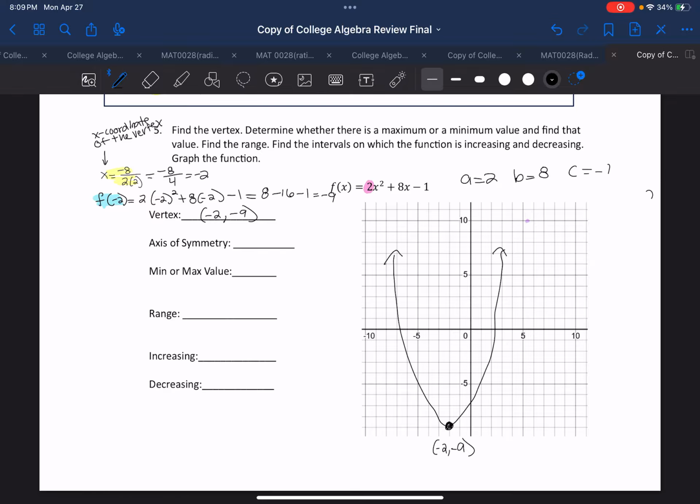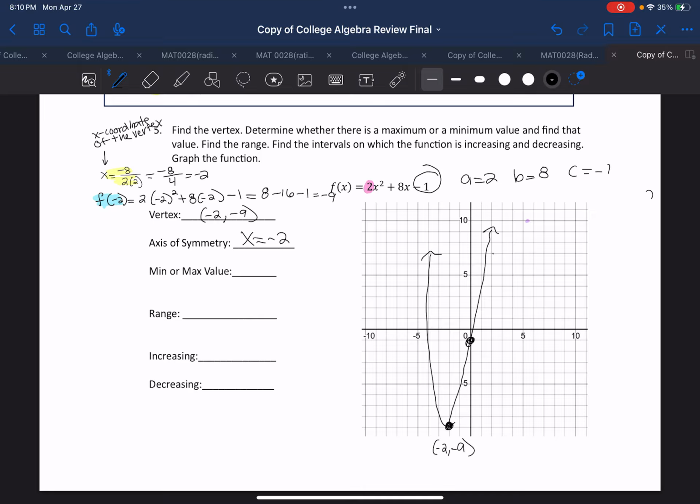And more specifically, it would look like this, because I know that the y-intercept will be negative 1, because if I plug x as 0, then that would just leave me with negative 1. So it'll actually be crossing right there. It's a little bit narrower. And the axis of symmetry is always the vertical line that goes through the vertex. So that would be x equals negative 2.